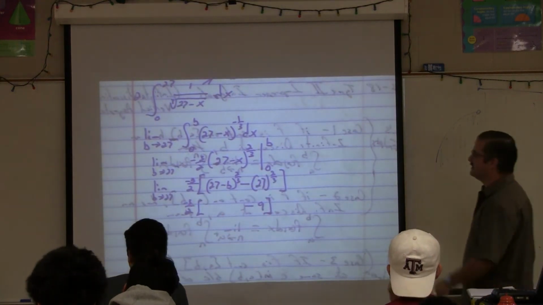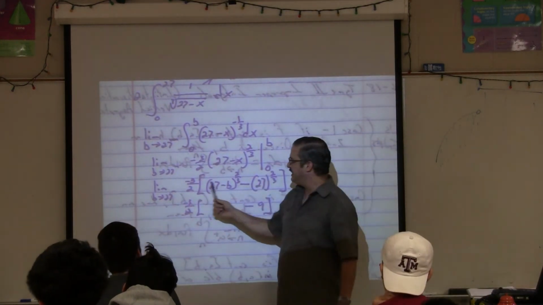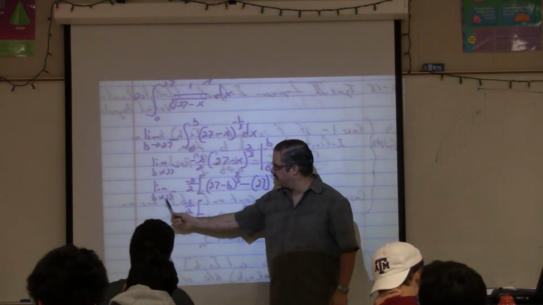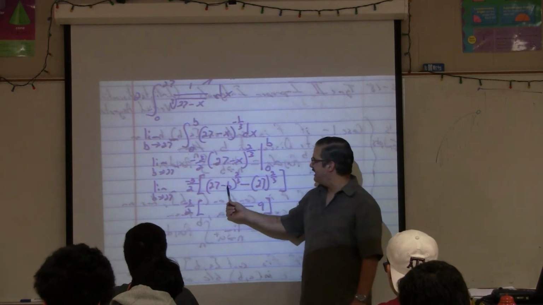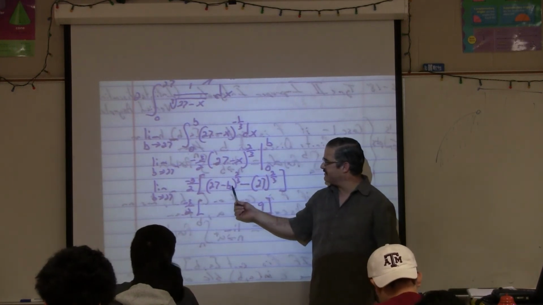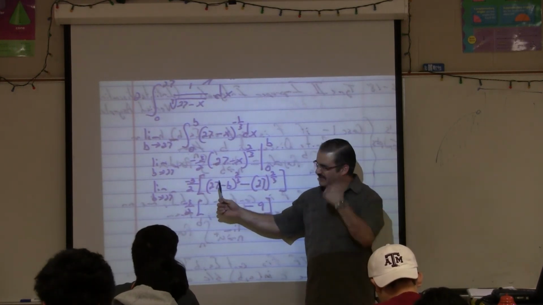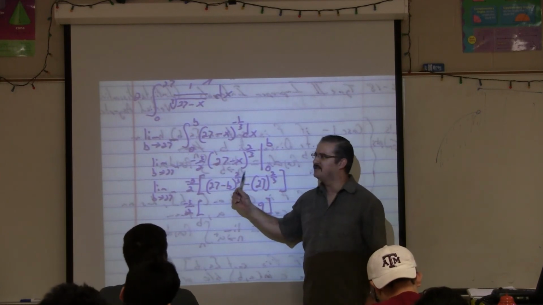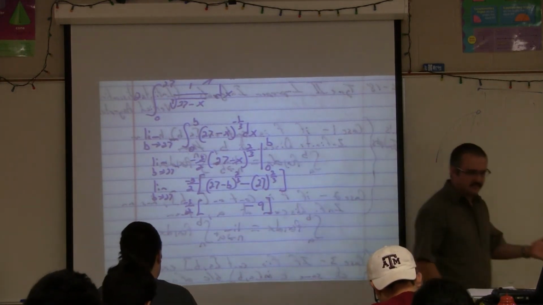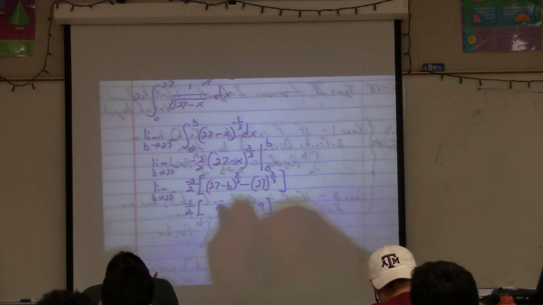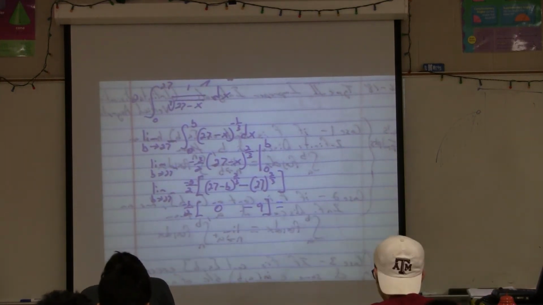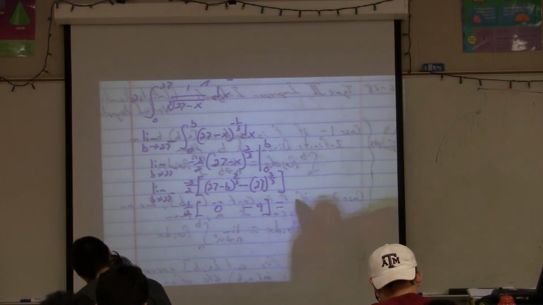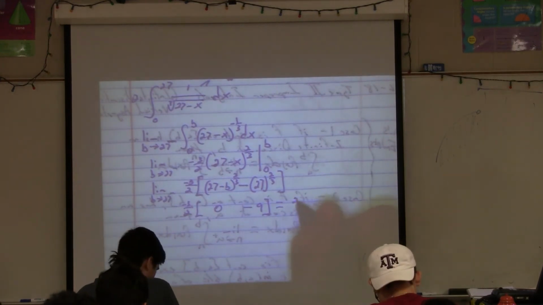Alright, so now let's do this side, okay? That's the part that's gonna involve the limit, right? So what do we always do with limits, even if they're one-sided? Evaluate it, plug it in, right? 27 minus 27 is 0, 0 to the 2/3 is still 0. 0 minus 9 is negative 9, negative 9 times negative 3 over 2 is 27 over 2.